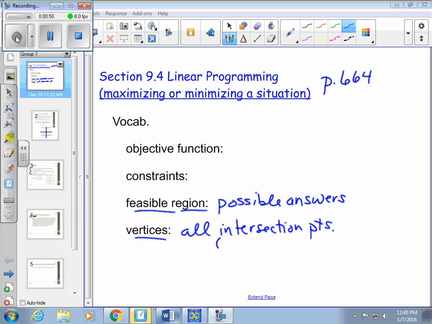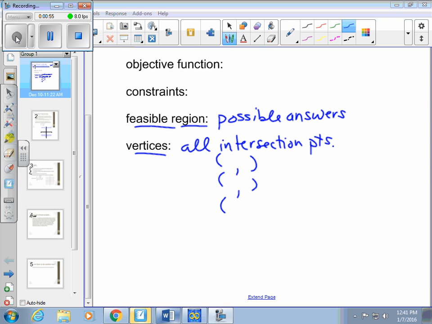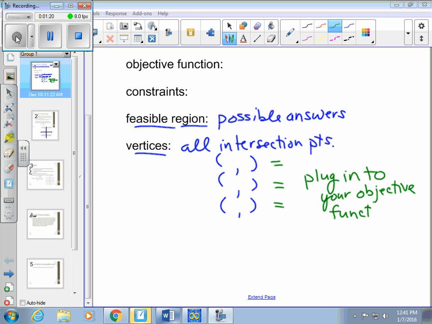Your intersection points will be ordered pairs, and you'll list all of those intersection points as ordered pairs this way. Once you have those intersection points, you're going to plug them into your objective function. What are we trying to maximize? What are we trying to minimize? We're going to plug it into our objective function.